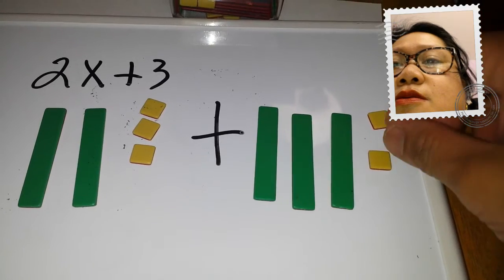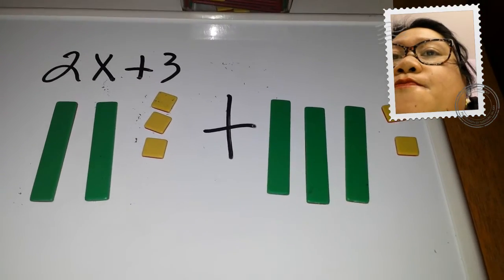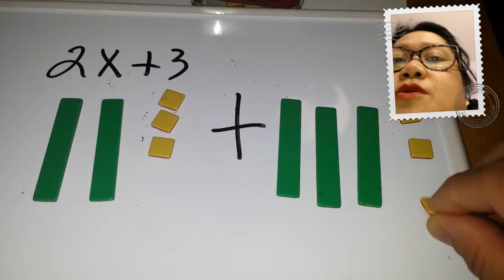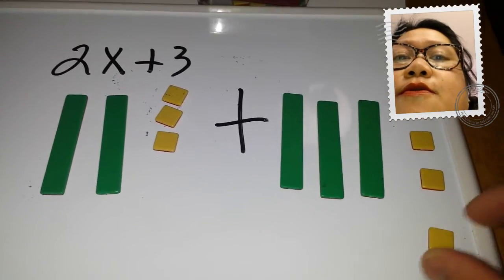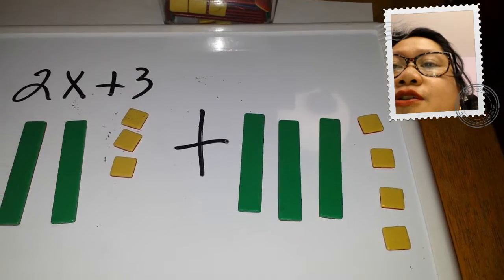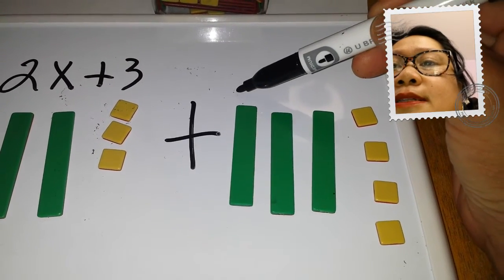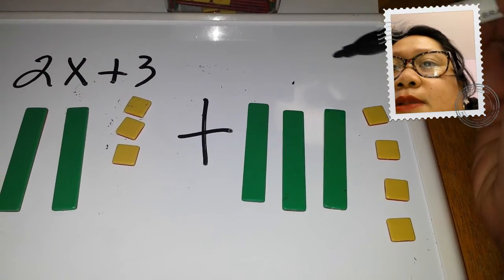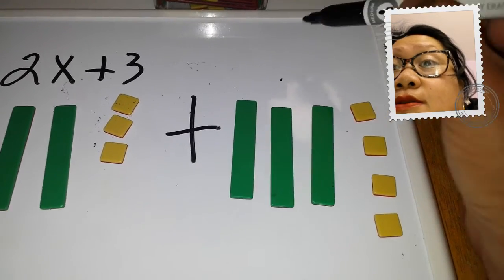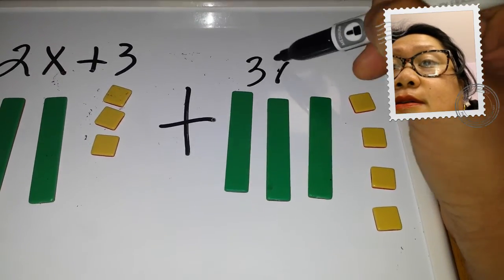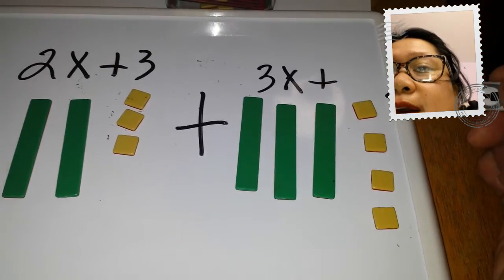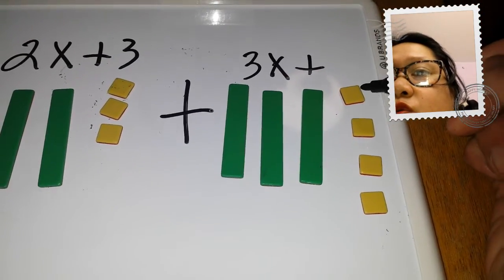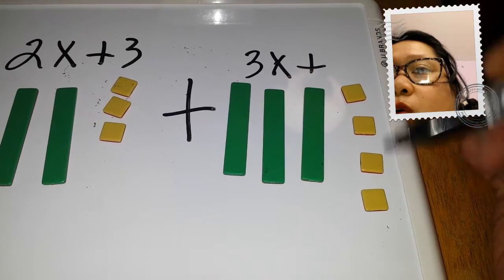And then we added a few more squares. 1, 2, 3, 4. Okay, so here we have 1x plus 1x plus 1x. That would be 3x. Plus, we have, let's count the squares. 1, 2, 3, 4. That's 4.